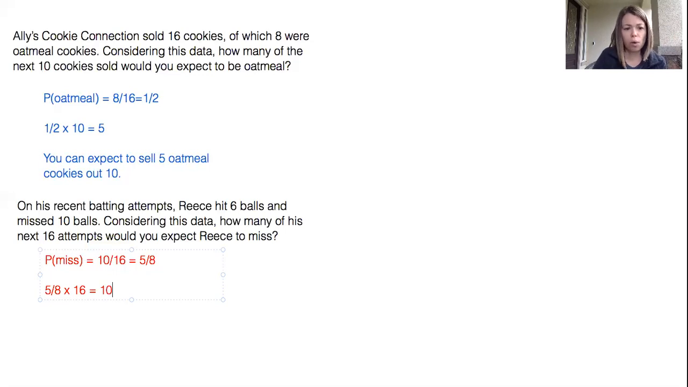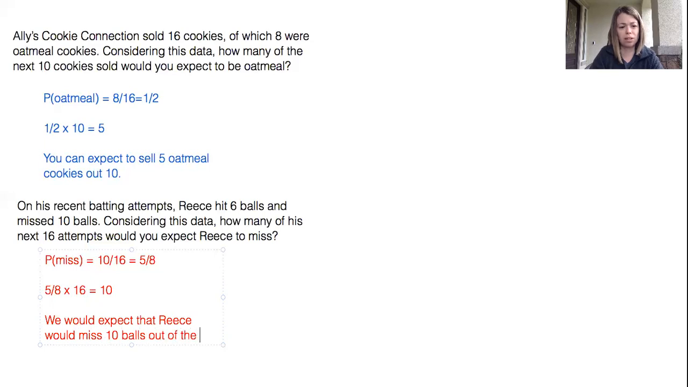So what we're saying is that we would expect that Reese would miss 10 balls out of the next 16 attempts.